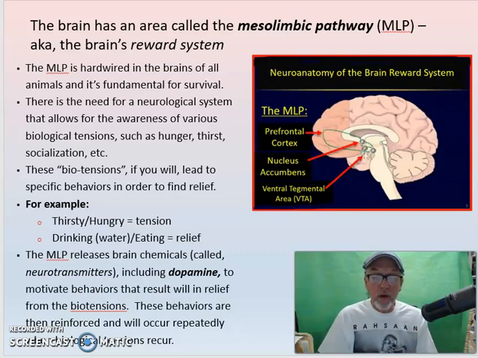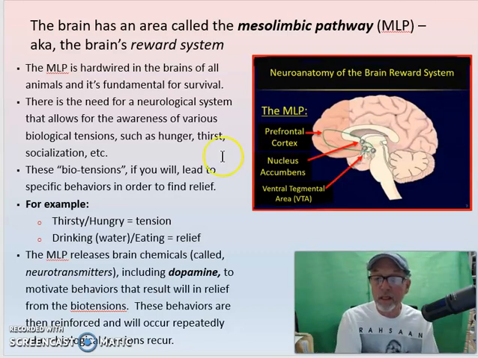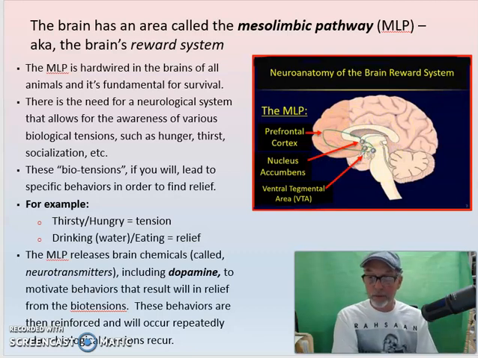And among other things, when the behaviors occur that result in relief from biotensions, the MLP releases brain chemicals called neurotransmitters, including dopamine. And they motivate behaviors that result in the relief from these biotensions. And these behaviors are then reinforced, another function of dopamine, and will occur repeatedly when the biological tensions and stress recur. Here's a slide showing you the divisions of the brain that make up the reward circuitry. These three areas, there are actually a couple of others, the insula and the amygdala, but these are the three major dopamine areas that make up the MLP brain reward circuitry.